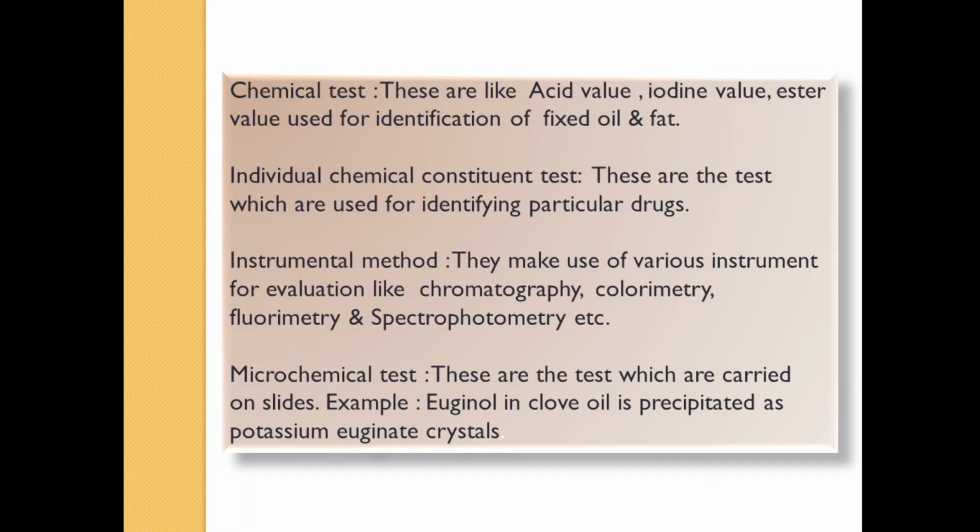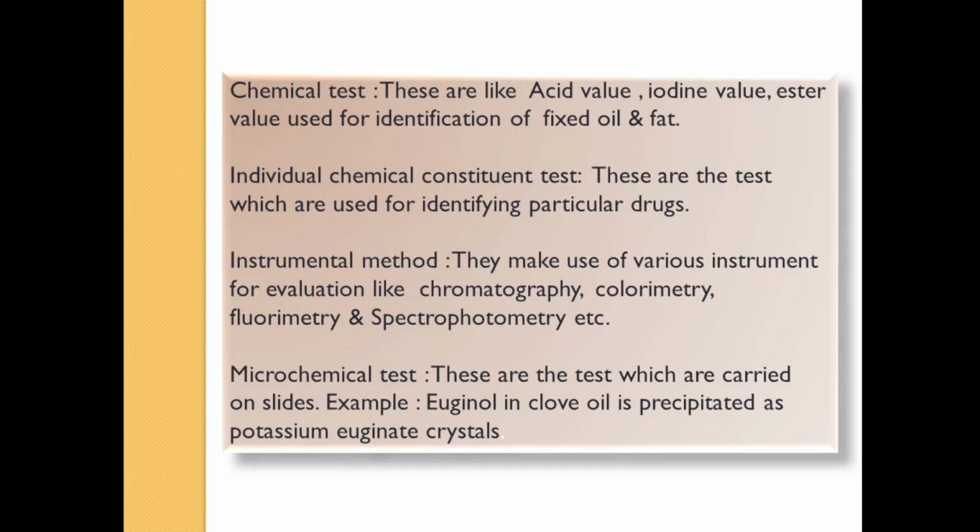Chemical tests, these are like acid value, iodine value, ester value, used for identification of fixed oil and fat. Fixed oil and fat are identified by these tests. Individual chemical constituent tests are the tests which are used to identify the particular active constituent present in the drug, as well as which type of secondary metabolites are present in the drug extract. That should be identified by using this chemical constituent test. For example, test for alkaloids, test for glycoside, tannin, resin, all these come under this class.